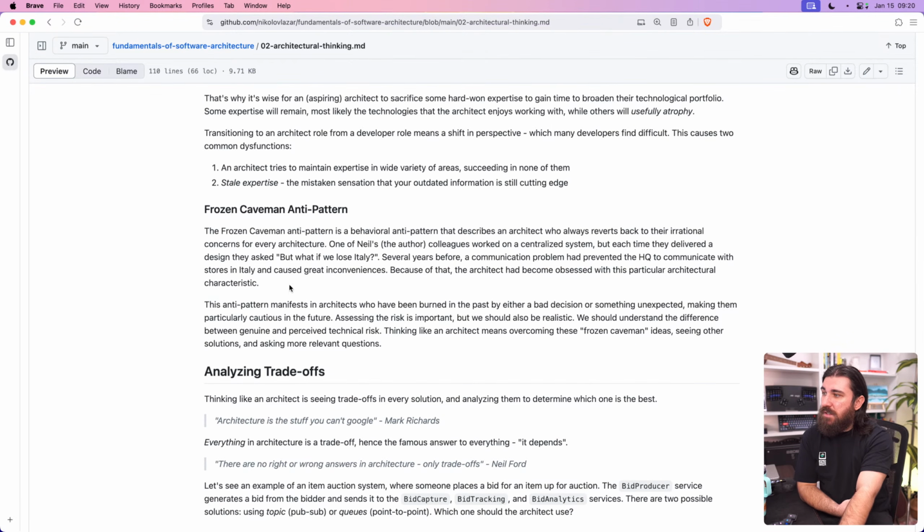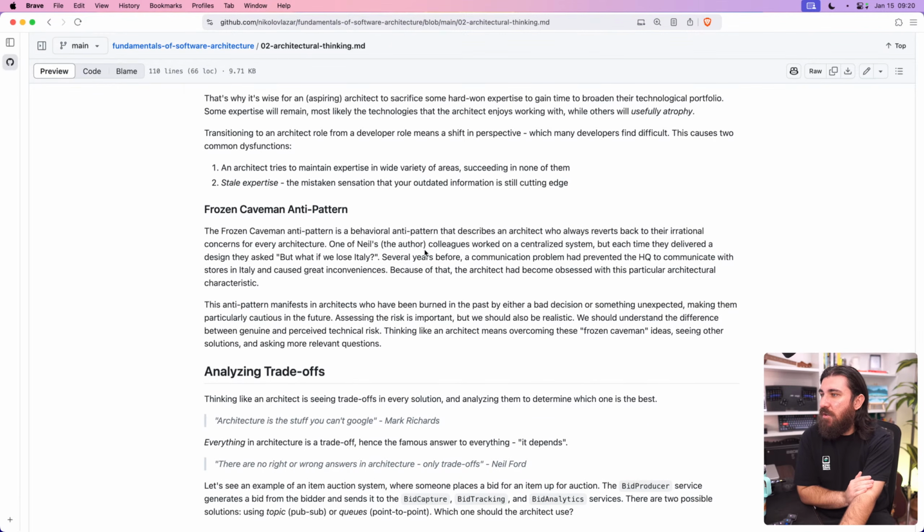This anti-pattern manifests in architects who have been burned in the past, just like Neil's colleague, by either a bad decision or something unexpected, making them particularly cautious in the future. And that's why, even though they worked on a centralized system, there's no, for example, servers in Italy that communicate within their own network. So what if we lose Italy? There's no more Italy, right? There is Italy, the country. The stores are there, but it's a centralized system, right?